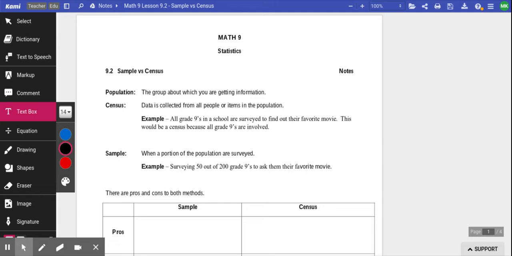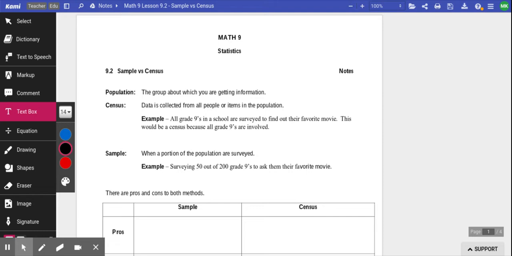In 9.1, we talked about data collection, and then we talked about problems with data collection. So we talked about all kinds of cool things like time constraints, cost constraints, use of language when collecting data with surveys, the bias that you hold when collecting information. So all kinds of cool things with problems when you try to collect data. Today's conversation is around sample versus census.